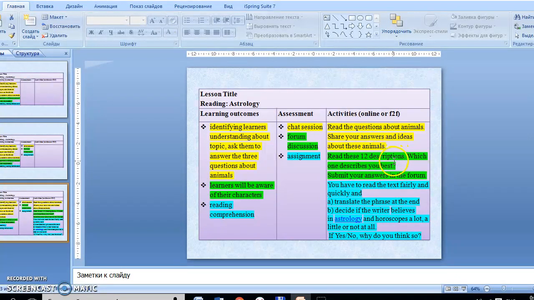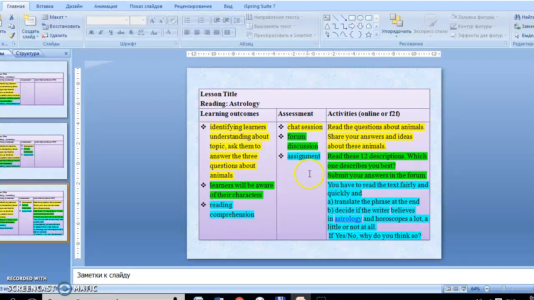Here we'll talk about the animals which are used in our astrology. The second one, in forum discussion, learners will be given 12 descriptions, and they must find which characters are close to this description, and they must describe themselves, and here they can submit their answers in this form.